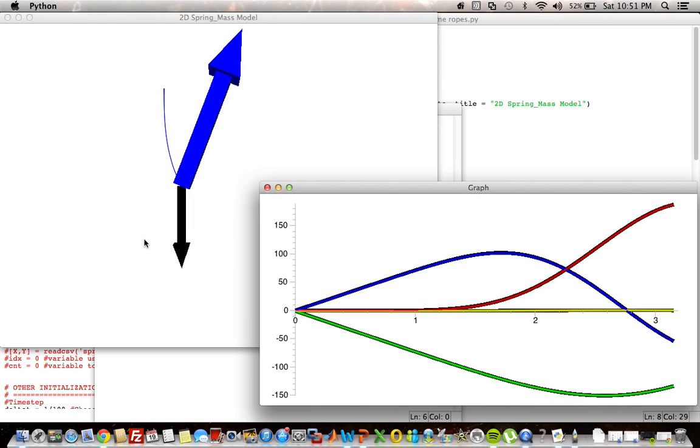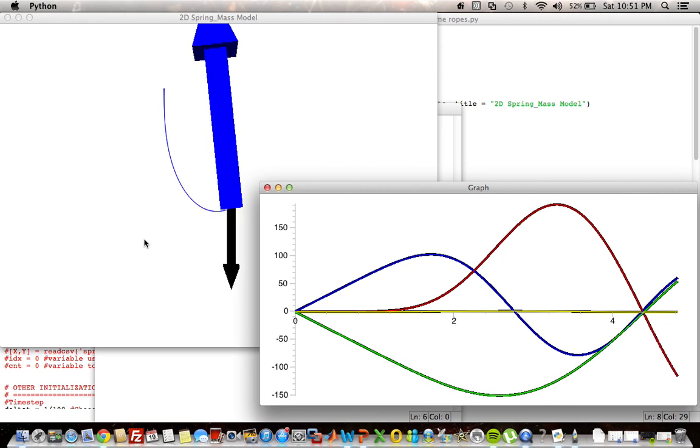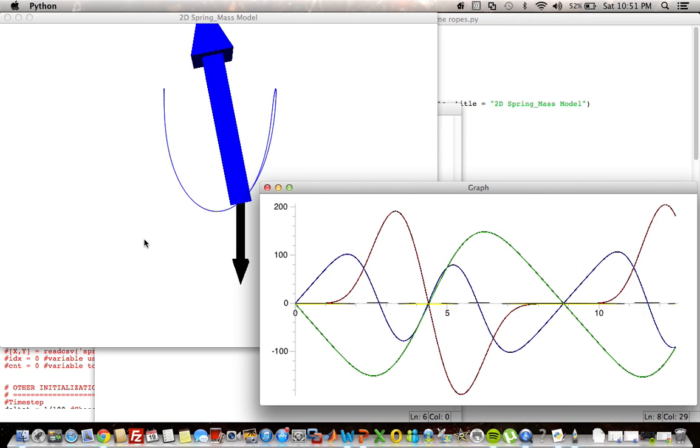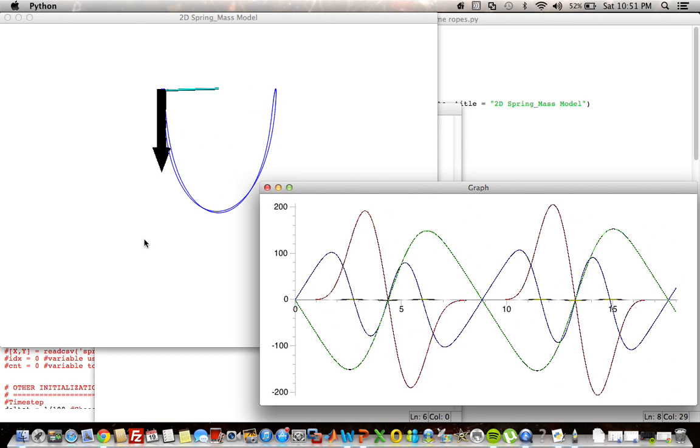As you can see, the path it stays on is pretty consistent because we have not included any external forces such as drag that would slow down the jumper. And in the model, the blue arrow displays the force of the rope, and the black arrow displays the gravity force.